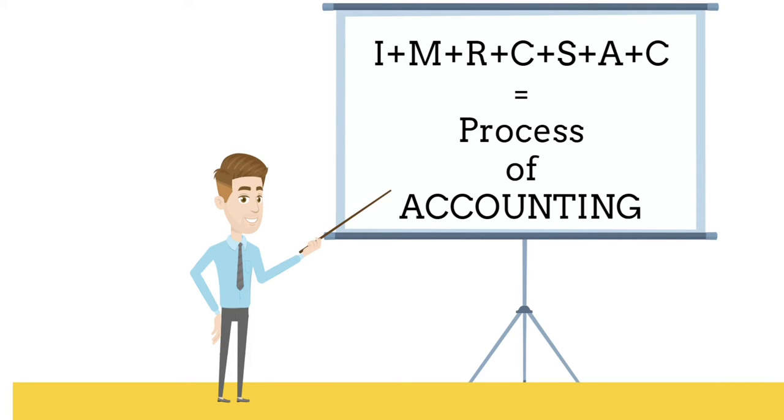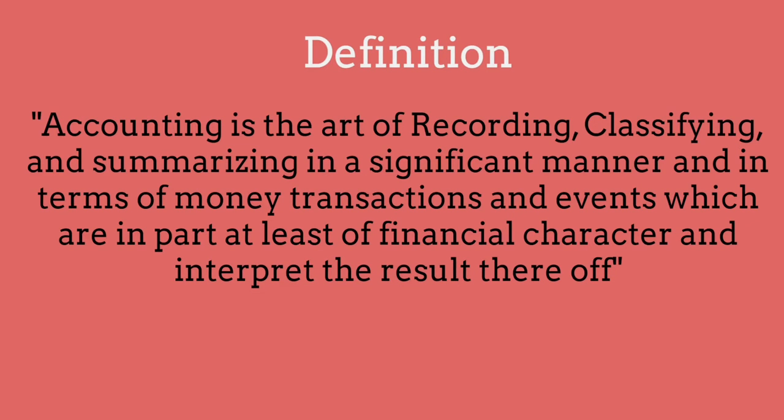Remember guys, I plus M plus R plus C plus S plus A plus C equals process of accounting. So the definition of accounting: Accounting is the art of recording, classifying, and summarizing in a significant manner and in terms of money transactions and events which are in part at least of financial character and interpret the result thereof.